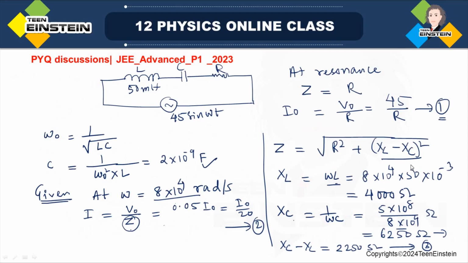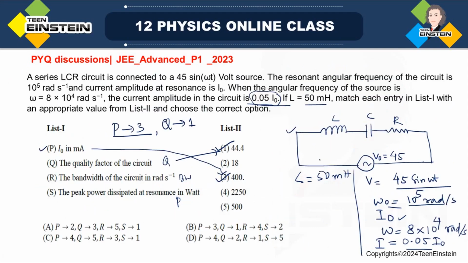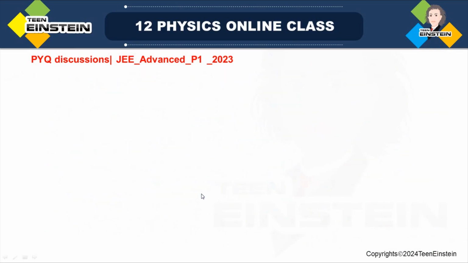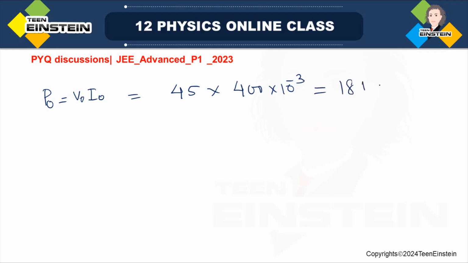Alright, so look at the options. Bandwidth is matching with this one, so R is matching with 4. Doing this calculation, the last option, the peak power dissipated at resonance will be I0 into V0, or V0 I0. So this is the peak power at resonance. V0 is 45, I0 we have got as 400 into 10 to the power minus 3. So this will give you 18 watt.